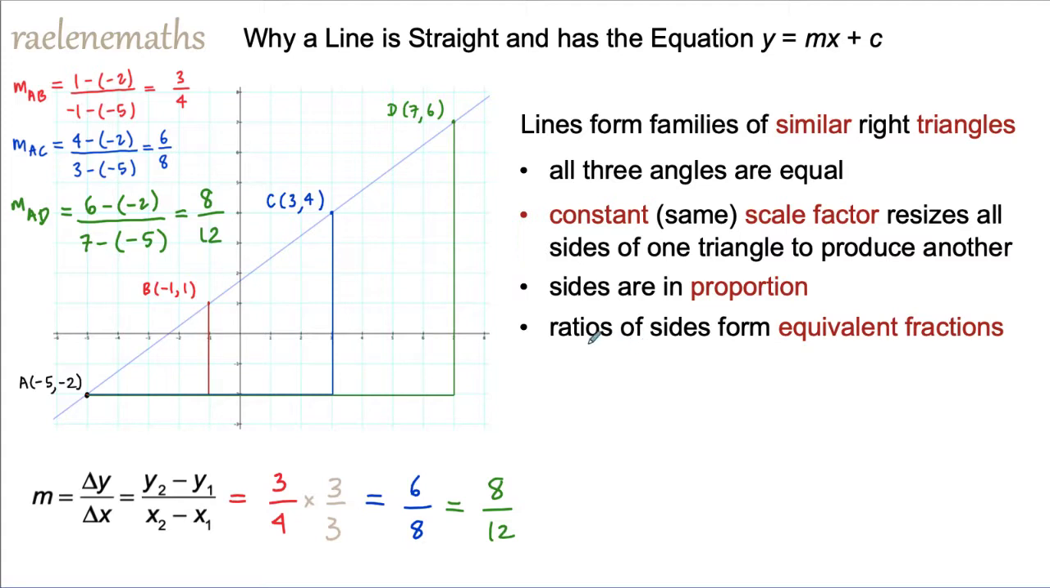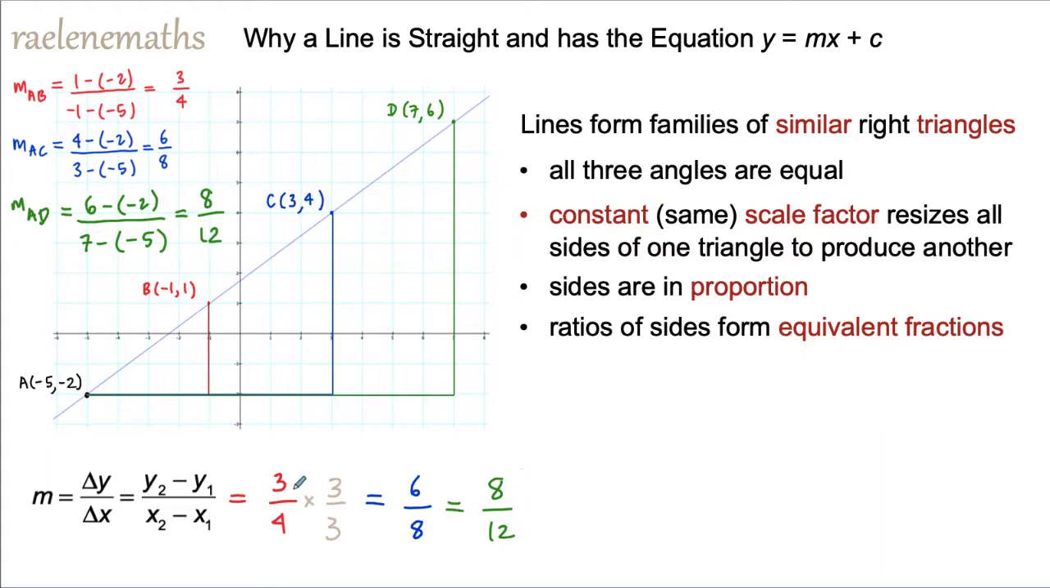This is what we're saying when we talk about the sides being in proportion and the ratios of the sides forming equivalent fractions. So the gradients of the red, blue, and the green right triangles, those hypotenuse line segments, are the same gradient. This is the essence of being a line, of a line being straight.